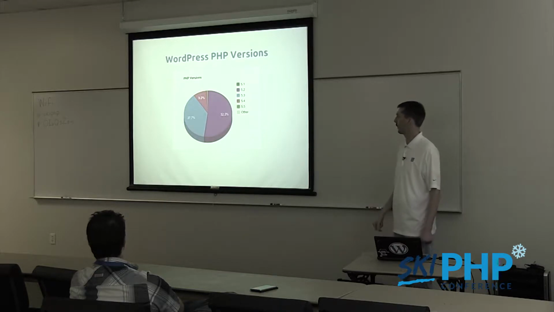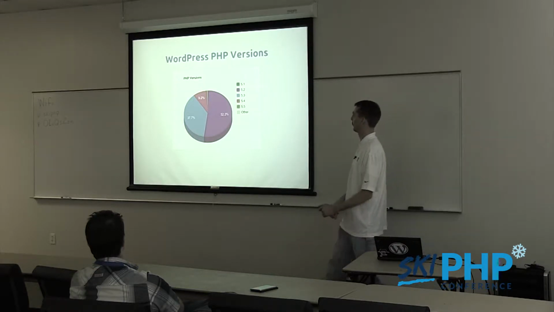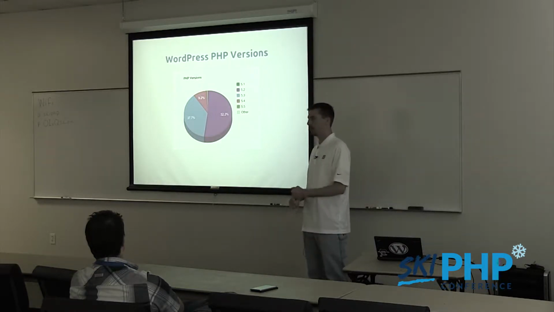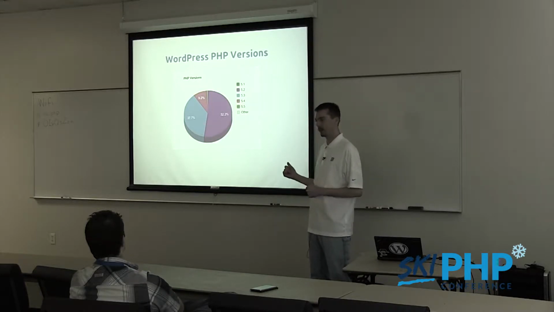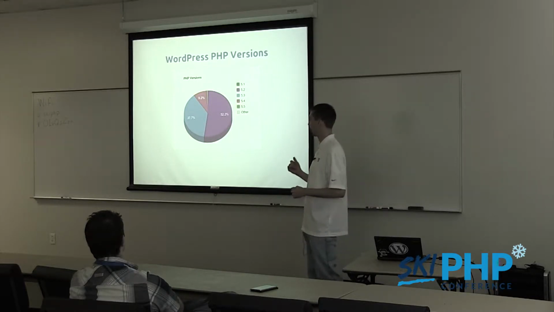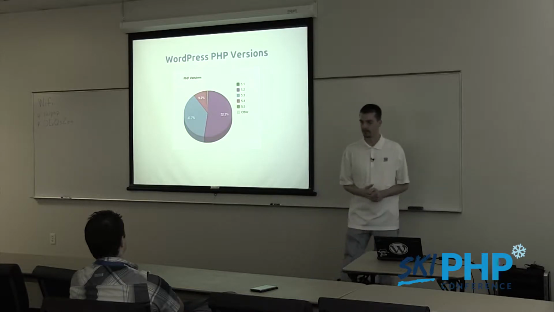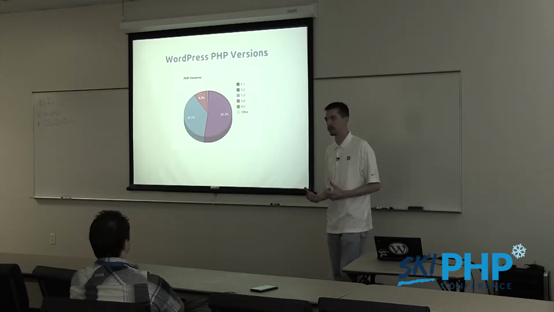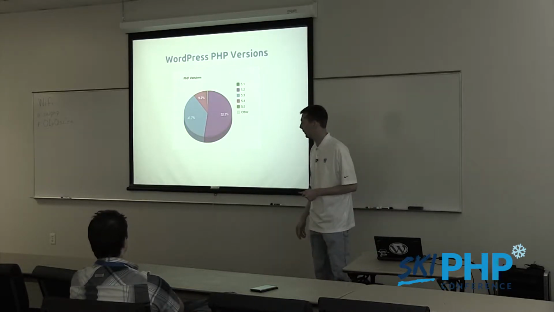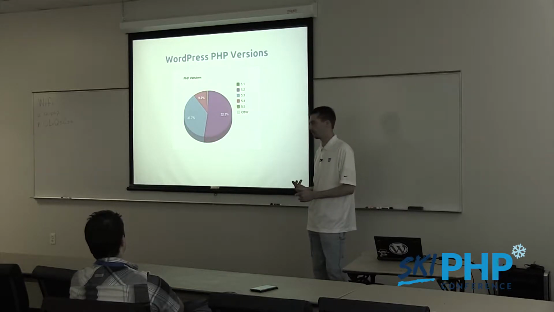Okay, so first off, let's get into the technical specs here. I went and pulled up, some of you probably have seen these graphs before. These are numbers reported by WordPress on WordPress.org. They keep track of statistics on which versions of PHP are in use. They also keep track of versions of MySQL and versions of WordPress, of course.